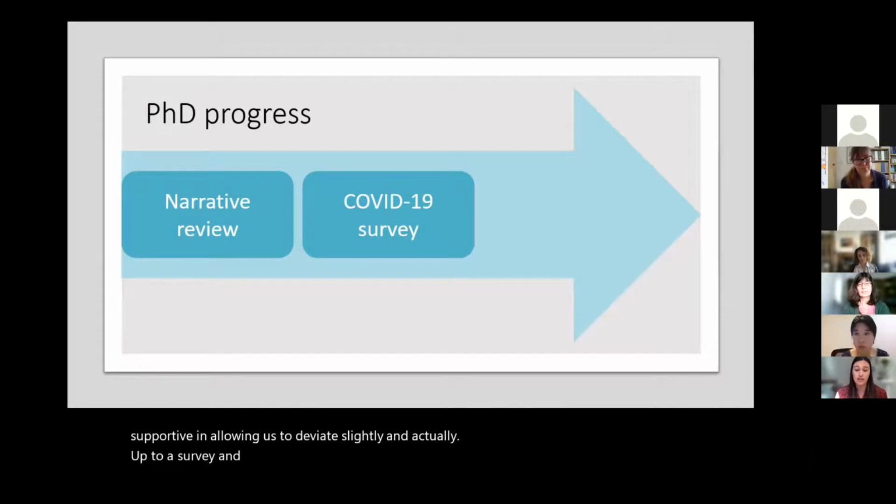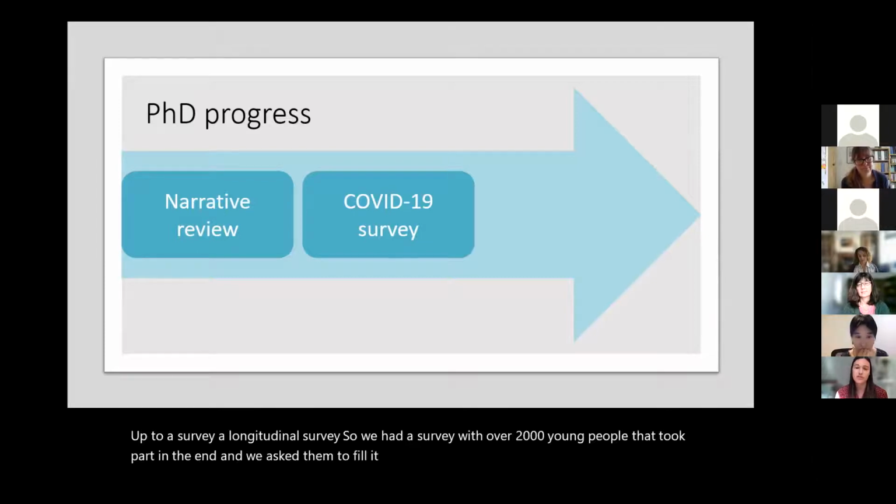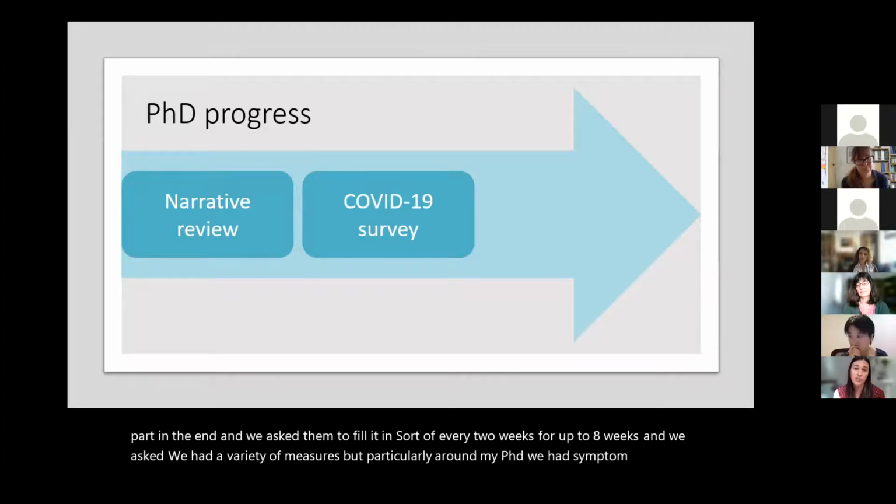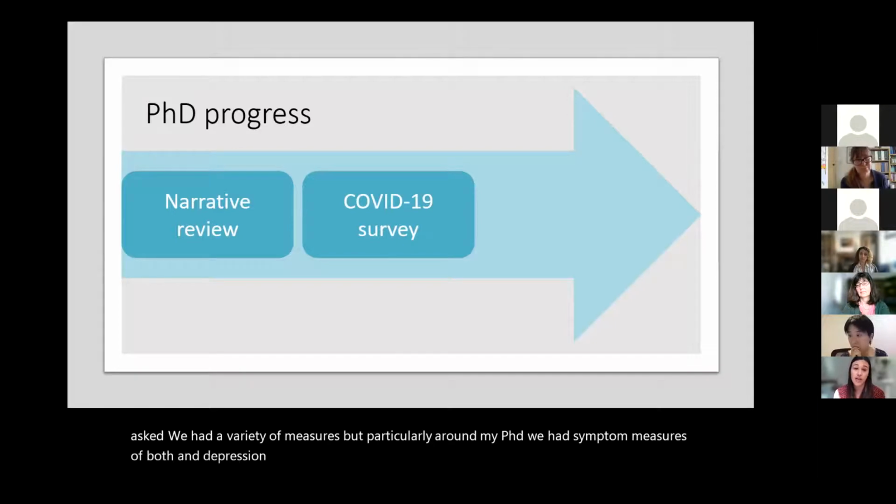So we had a survey with over 2,000 young people that took part in the end, and we asked them to fill it in every 2 weeks for up to 8 weeks. And we had a variety of measures, but particularly around my PhD, we had symptom measures of depression, so low mood and anhedonia, and questions around mental imagery.